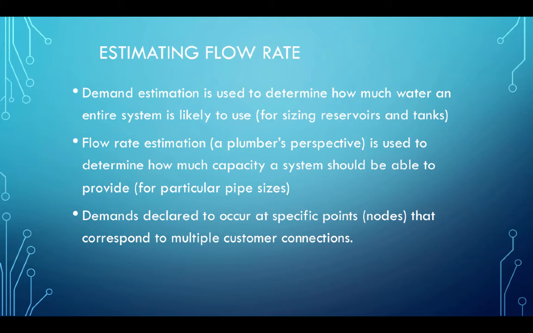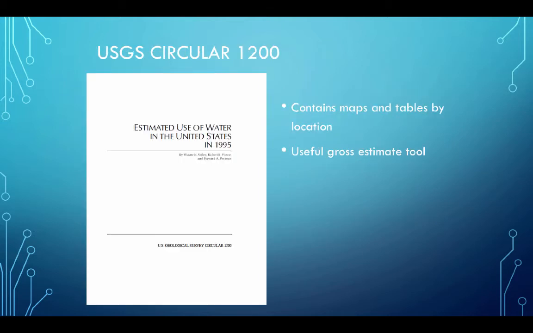And then demands are declared to occur at specific points in nodes that correspond to multiple customer connections. So these ideas give us a way to estimate demand. One tool is something called the USGS Circular 1200. It's cross-linked in the course notes. It contains maps and tables by location, and it's a pretty useful gross estimate tool, even though it's considerably dated. 1995, 2020, it's almost 30 years old.